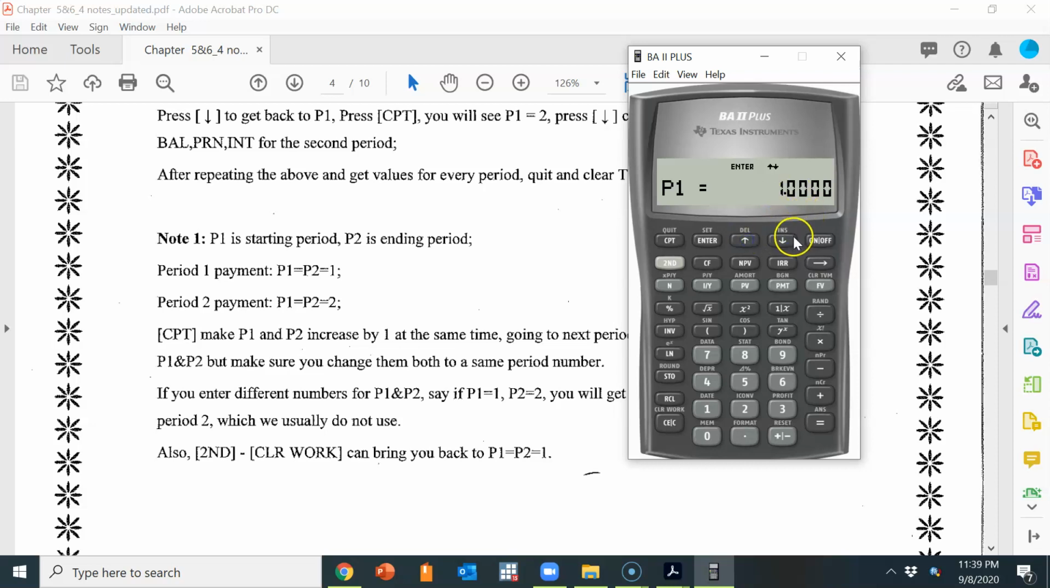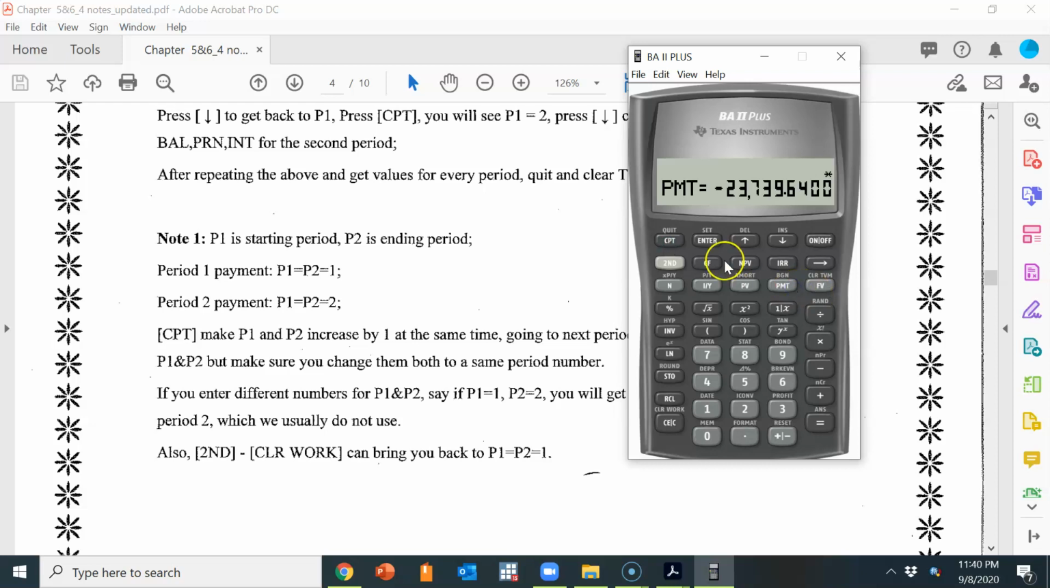Okay, if you want to go to the second year, you can press compute, or you can press second, enter. So your P1 is 2. For P2, let me also press, see, this is an error because P1 is 2, P2 is also 2 now. Okay, let me input all those numbers again to calculate the payments.